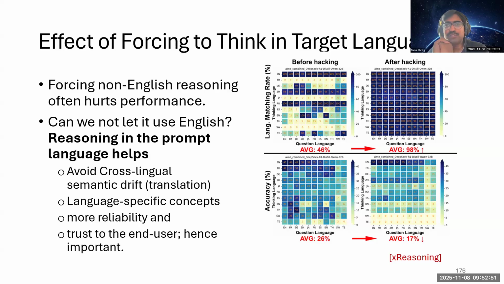In addition to that, it also brings in some notion of reliability or trustworthiness. Okay, I ask a question in, let's say, Swedish itself, and I see the reasoning trace. I can look at the reasoning trace and get some idea of whether the model is actually understanding the question or not.